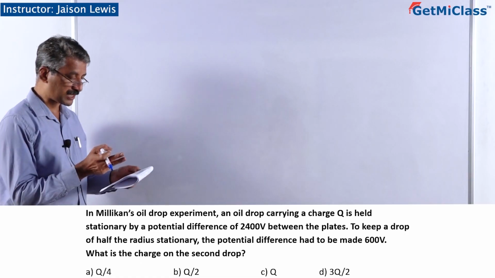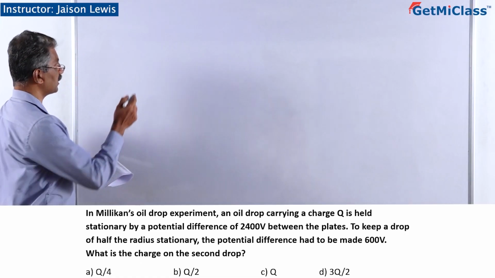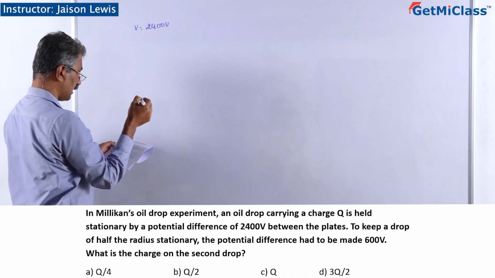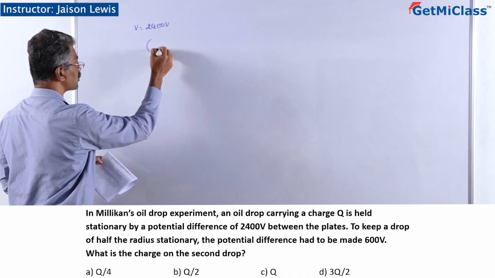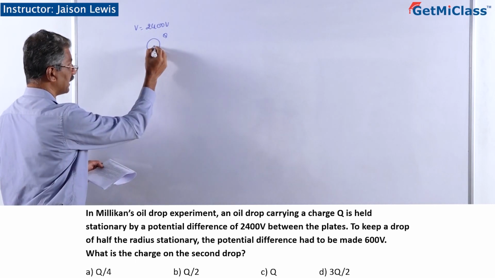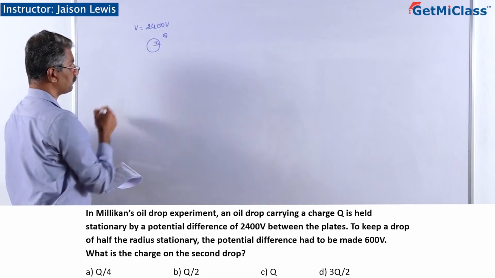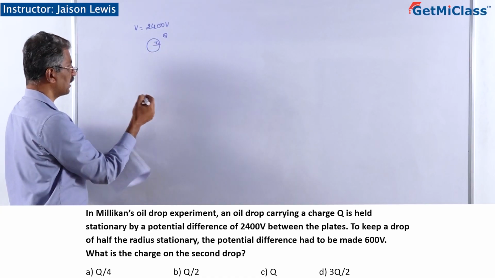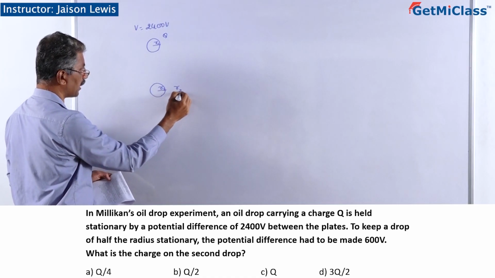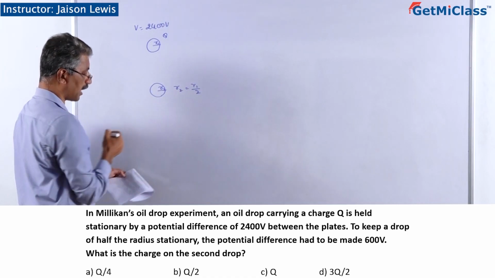So there are two things that are compared. First one, there is a potential difference of 2400 volt. There is an oil drop having charge Q held stationary. Let the radius of this be R1. Second case, the radius becomes half. Now the radius is R2, where R2 is equal to R1 by 2, half.